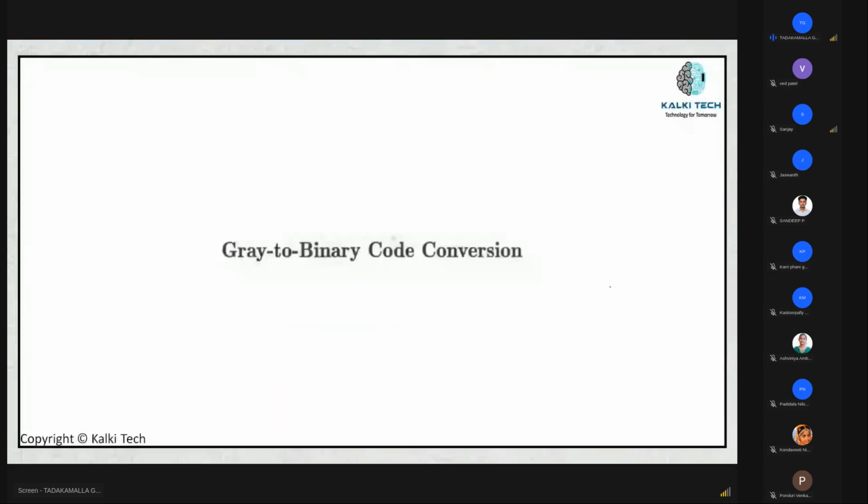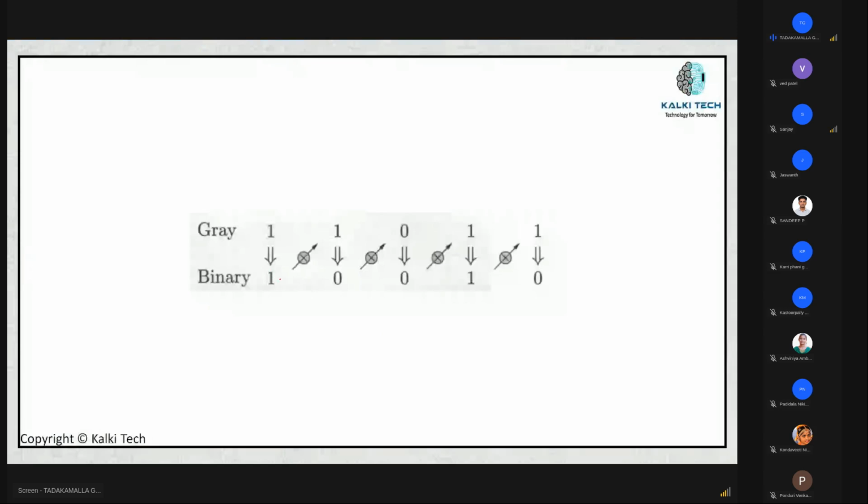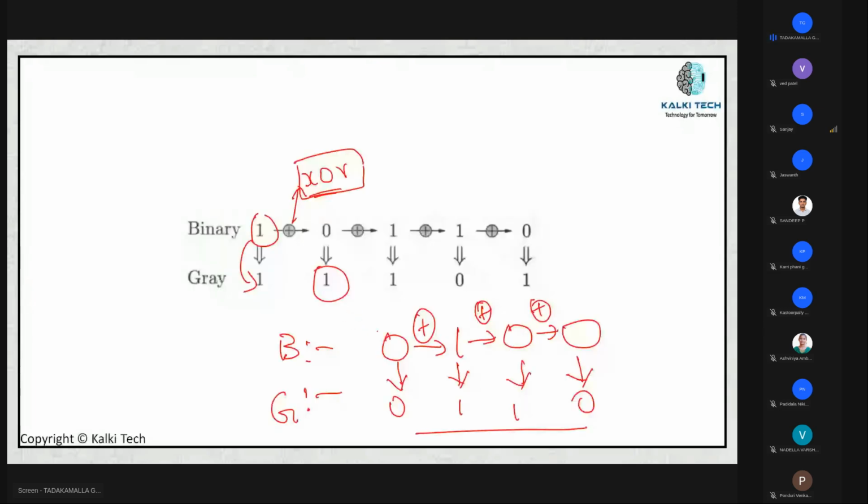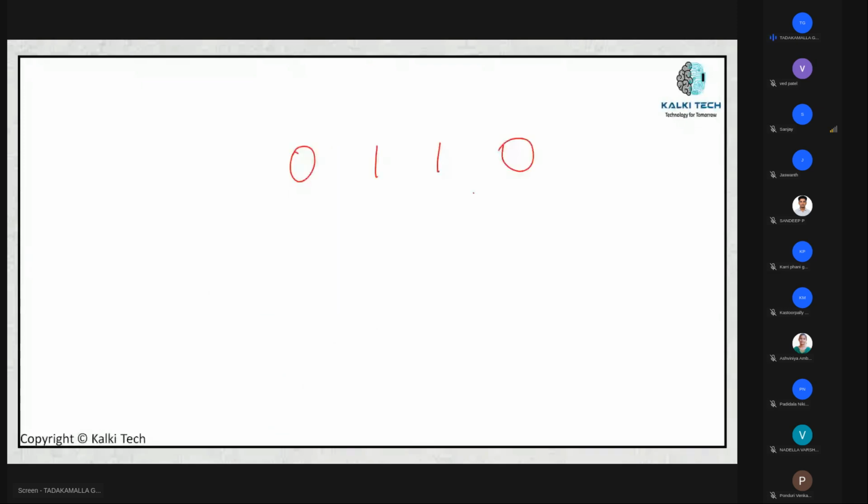Now, gray to binary conversion. Here we have a zigzag manner. If this is our gray code, then this is how we are going to convert it into binary. The first digit will be simply written, and from the second digit, the previous result and the current digit will be XORed, and the resultant will be given like this. Let's take the previous example only, 0110. So what will be our binary code?